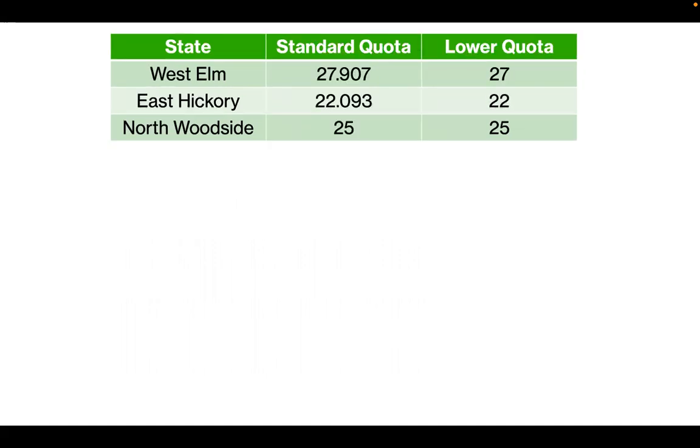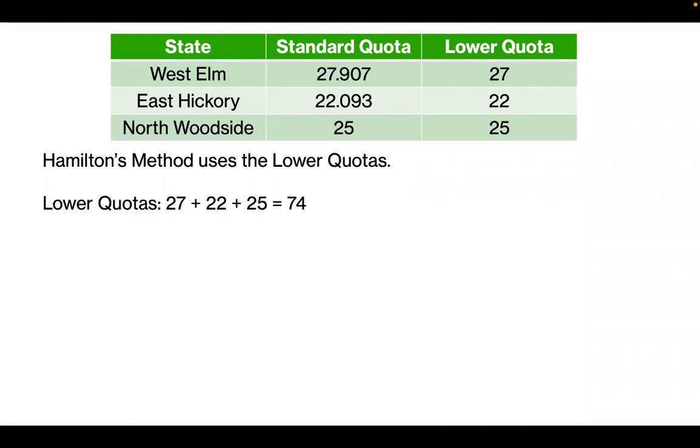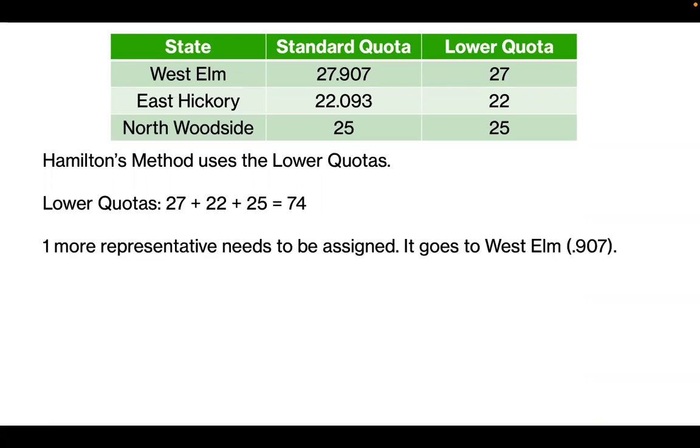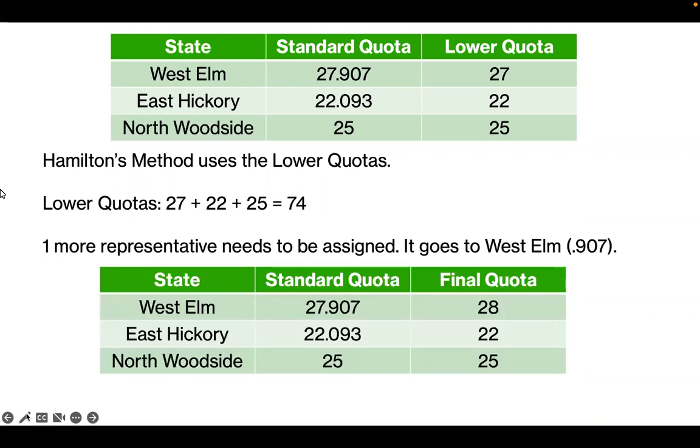So of the standard quotas, we need the lower quota for the Hamilton method. So 27, 22, and 25. When I add those together, they sum to 74. Well, I need 75. So one more representative needs to be assigned, and it's going to go to West Elm, because if you look at the decimal approximations, we have 0.907, 0.093, and North Woodside doesn't have a decimal. So it goes to the one with the largest, which is 0.907, West Elm. So my new final quotas are 28, 22, and 25.